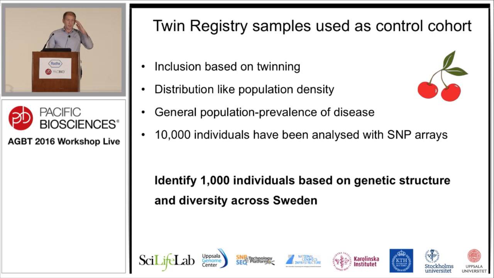The cohort that we decided to use was the Swedish twin registry. The samples in this cohort are based on twinning, which is quite evenly distributed across the country. Also, these individuals are not more healthy or more sick compared to the general population. In this cohort, we already have 10,000 individuals that have been analyzed using SNP arrays. The idea will be to identify 1,000 individuals from these 10,000 to put into this project.